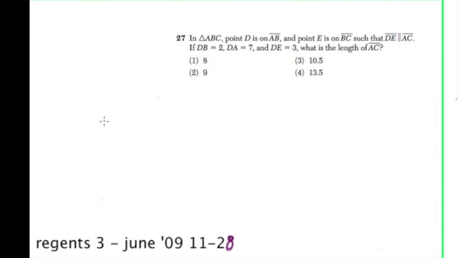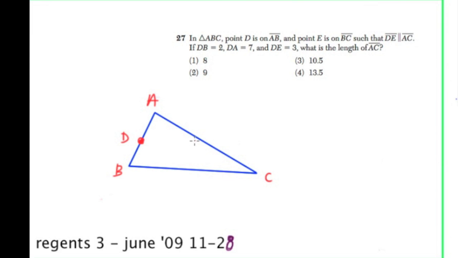Alright, 27. In triangle ABC, point D is on AB. Another triangle graph. Okay, great triangle. A, B, C. Point D is on AB. Point E is on BC, such that DE is parallel to AC. If DB is 2, DA is 7, and DE is 3, what is the length of AC?